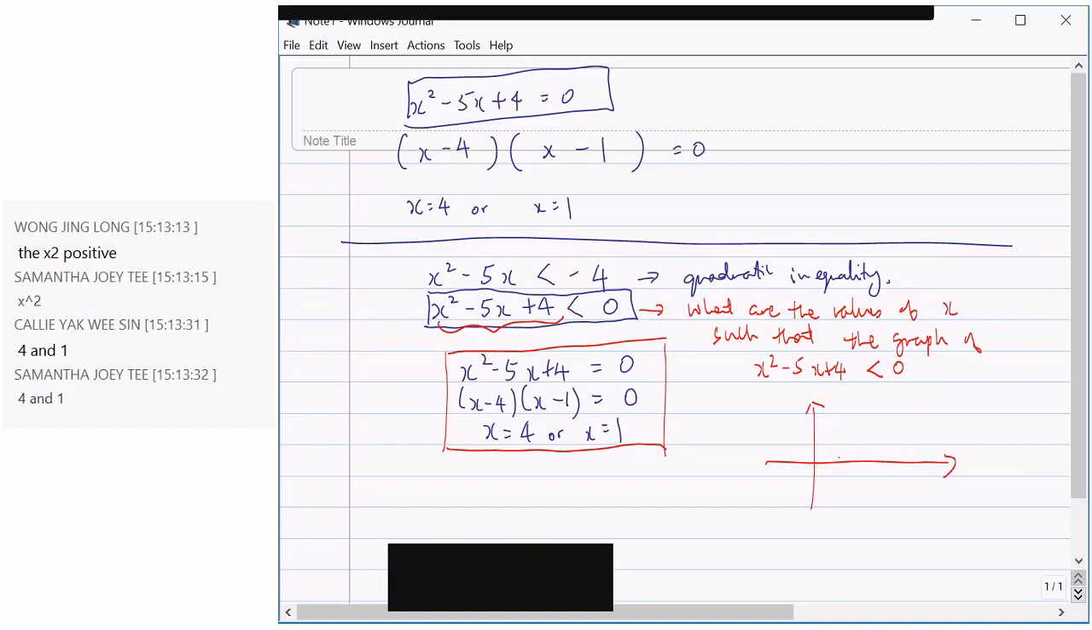4 and 1, excellent. Remember just now I found x is 4, x is 1. Those are the x-intercepts. So I draw 1 here and draw 4 here, right? And it's a smiling curve, which means it looks something like this. Are we okay so far?